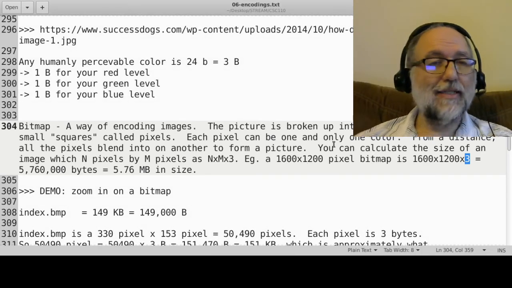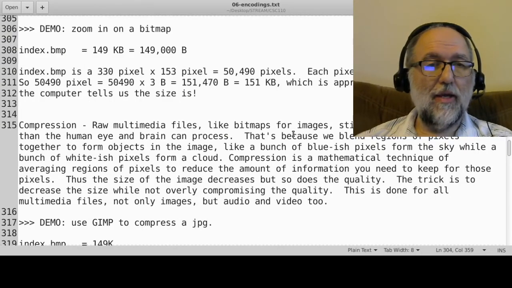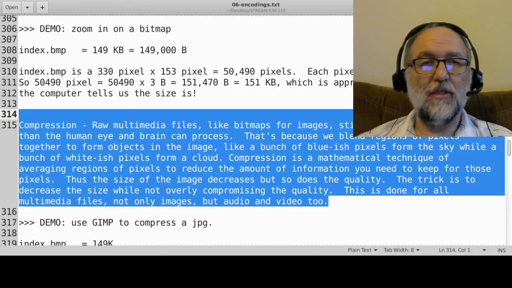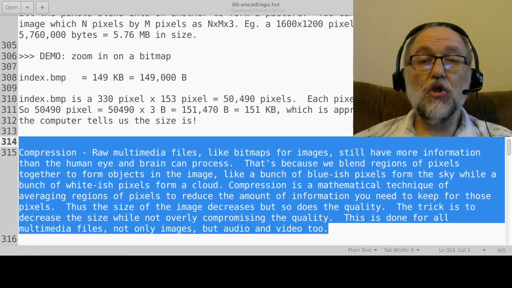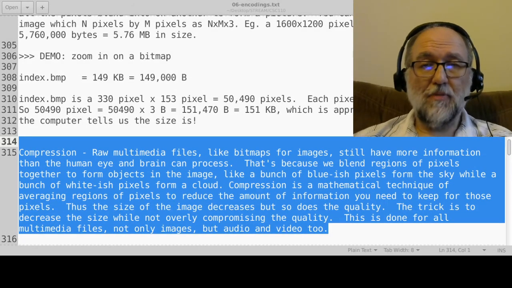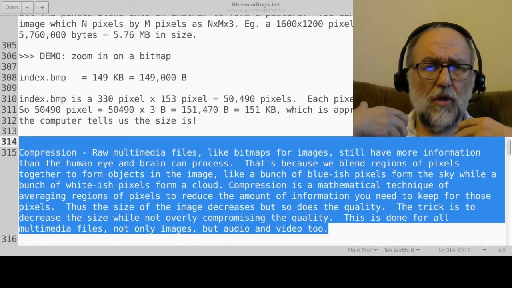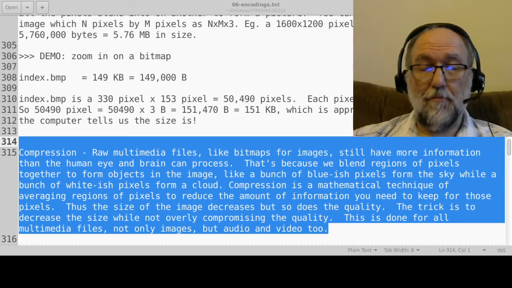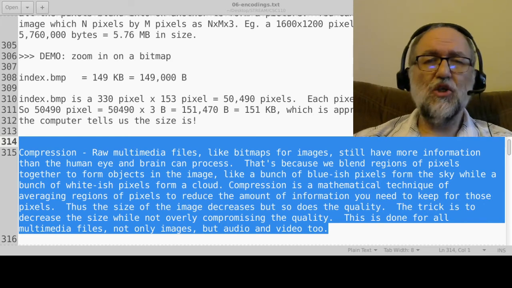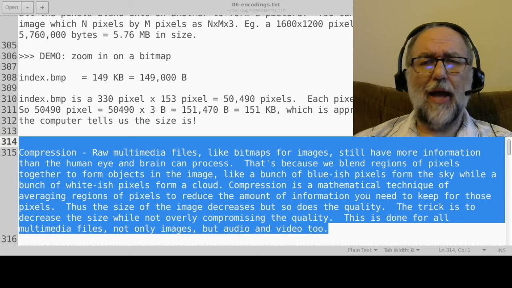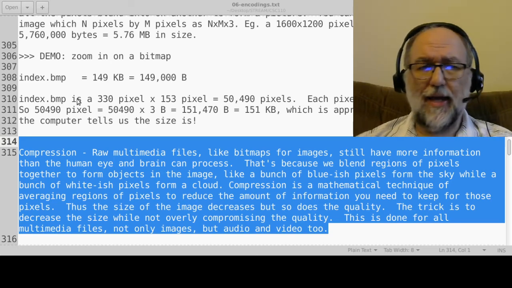All right, one last thing, and then we're done with the theory of encoding, and that is the business of compression. Okay, so what is compression? It turns out that bitmaps and a lot of multimedia files, if you just encode them in the raw, like the bitmaps are, have more information than you can possibly handle as a human being. And you go, well, why? Why does it have more information than you can handle?